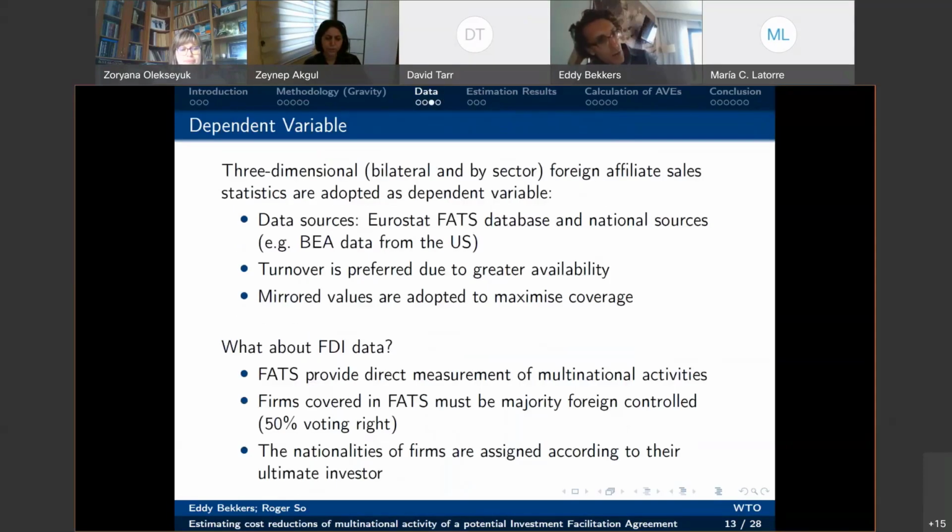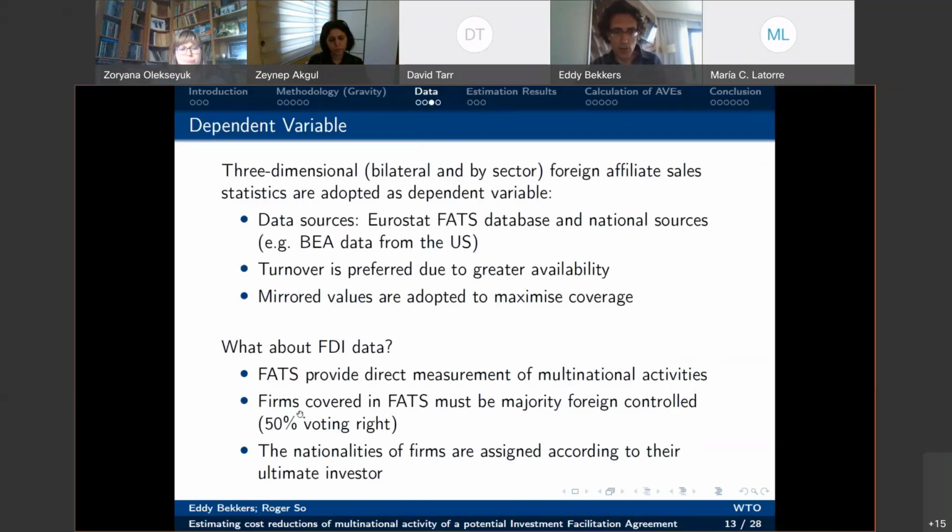Okay, then the dependent variable, this is pretty relevant. Here again, we build on what Steen has been telling us. We use the Eurostat FEAS database, also the national sources. So basically we build on the data that Steen and Indra and the others in the team have collected. Then we use only the reported data. So we don't use the extrapolated data, because then you would estimate based on estimated data. But we do work with mirrored values to maximize the coverage.